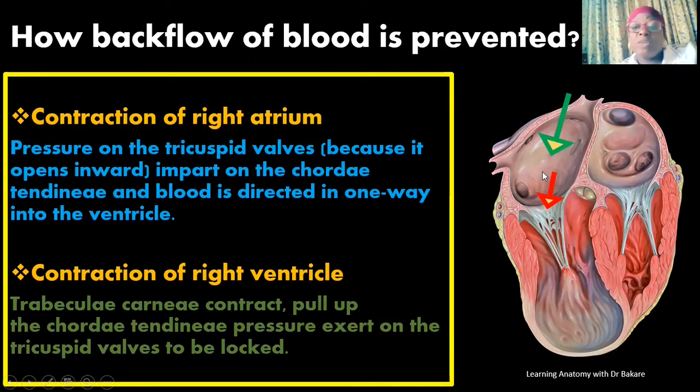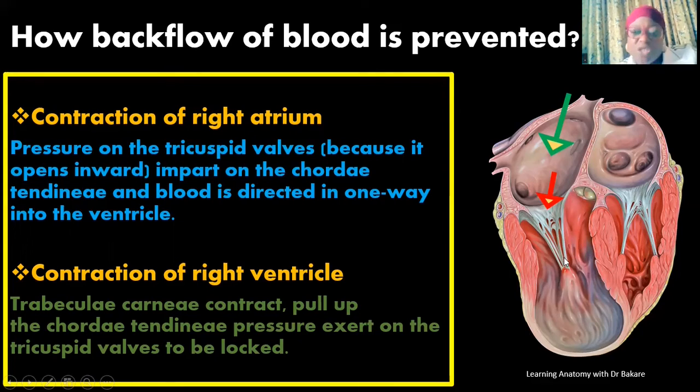When deoxygenated blood is pushed into the right ventricle, there's going to be the contraction of the wall of the right ventricle. And of course, when it contracts, the papillary muscle and also other features or structures that are seen within the right ventricle will also contract.